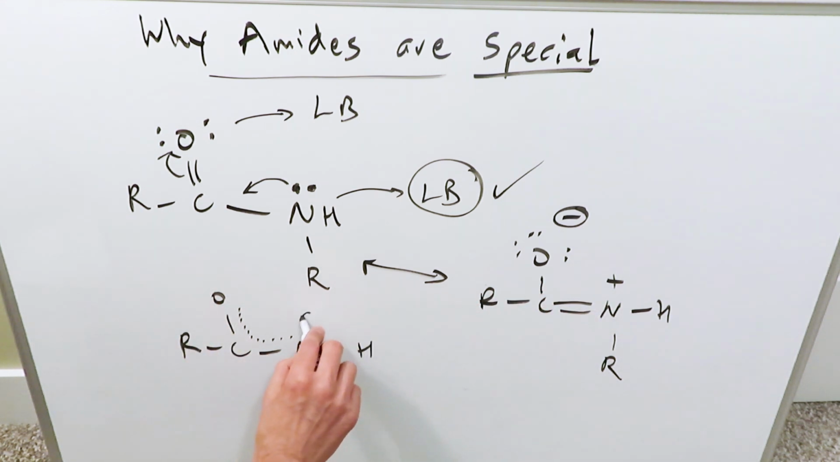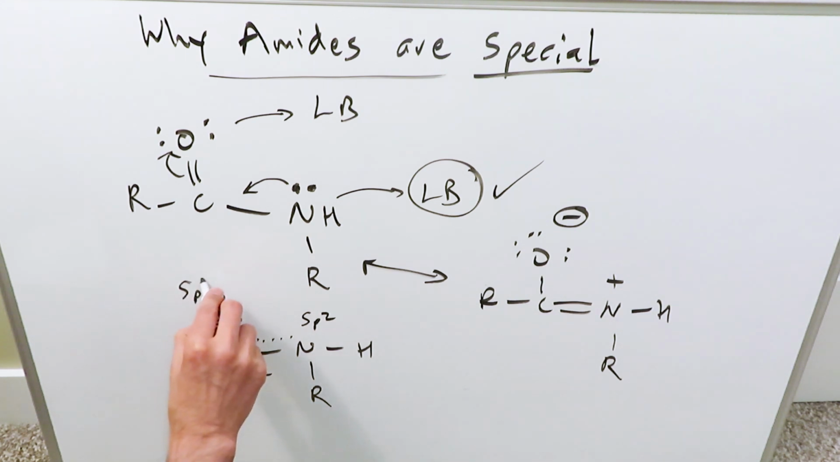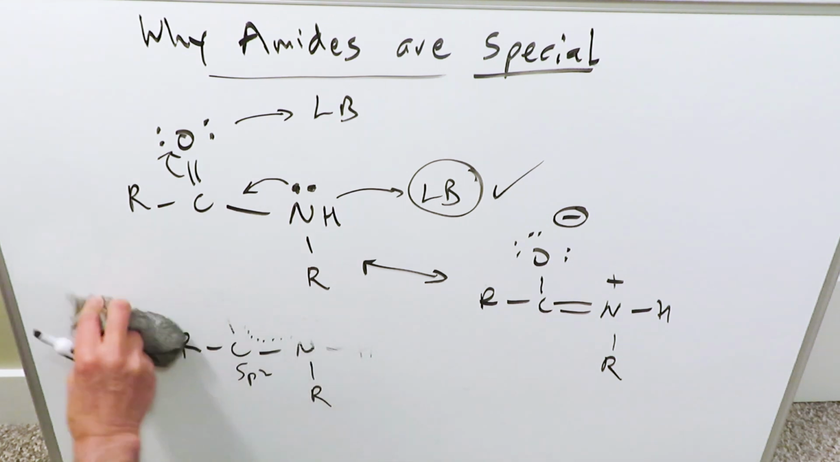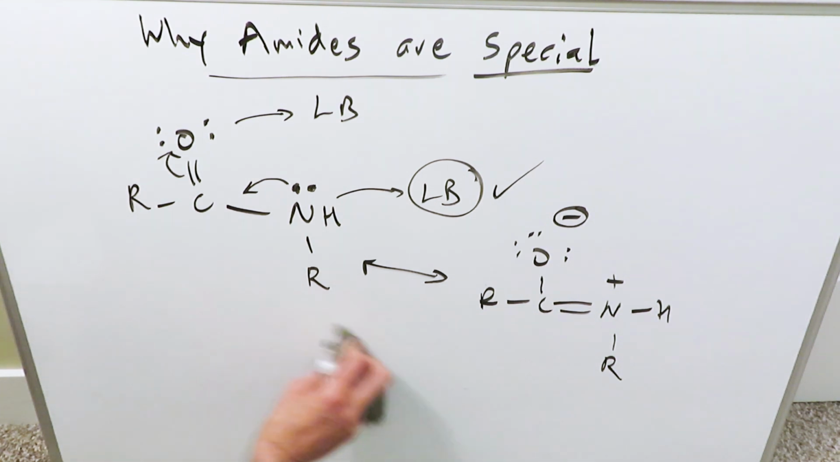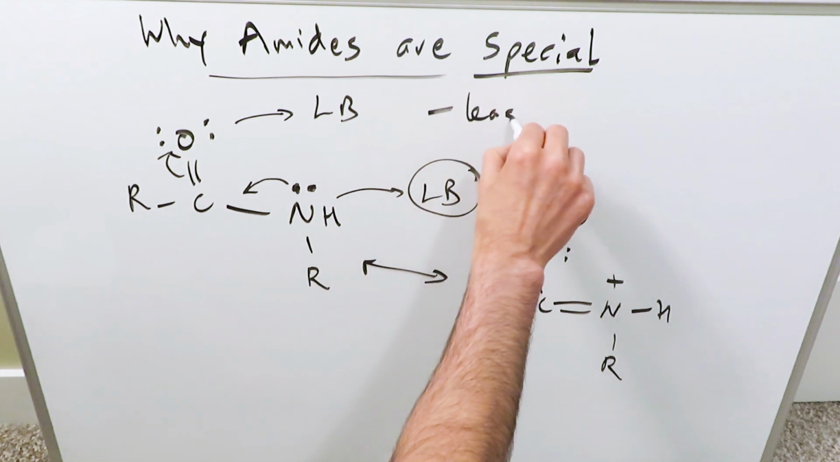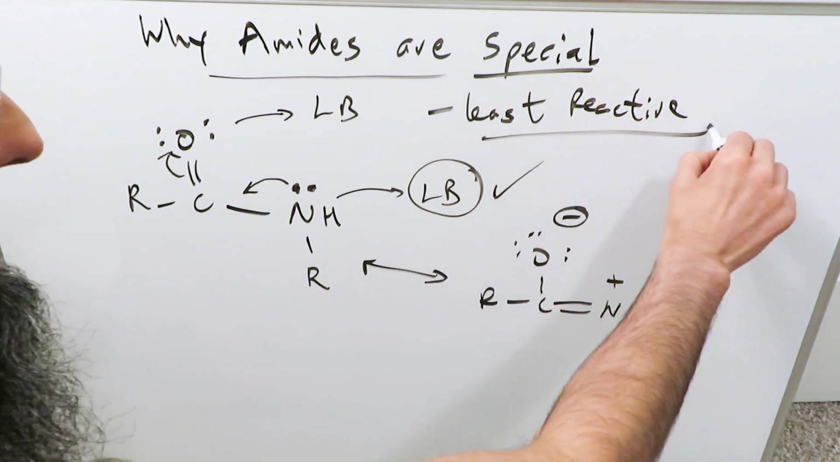You have in essence sp2 hybridization, sp2 hybridization, and sp2 hybridization playing about with nitrogen, carbon, and oxygen. In essence, you have a double bond running all the way across. It makes it relatively stable. Look at this and remember it. And now let's talk about why the amide is special. It's special because it is the least reactive of your carboxylic acid derivatives.